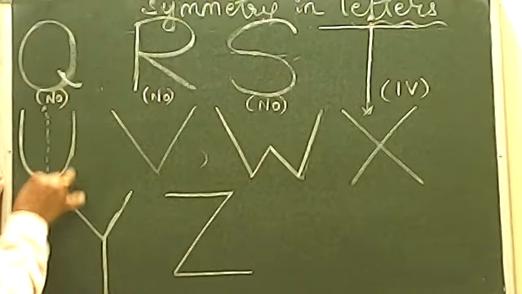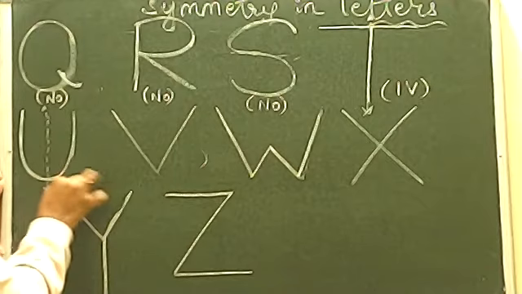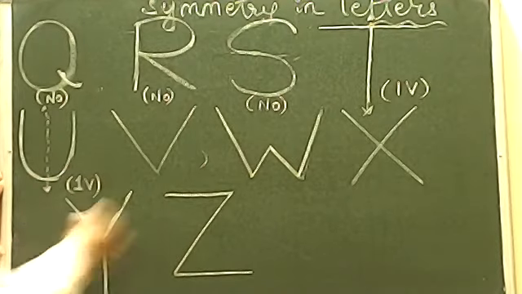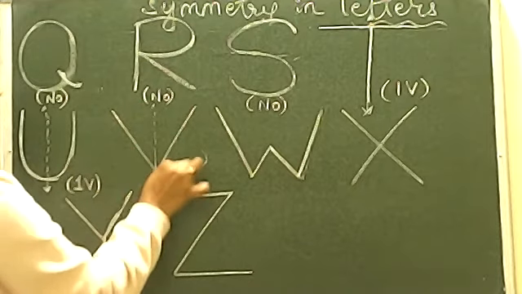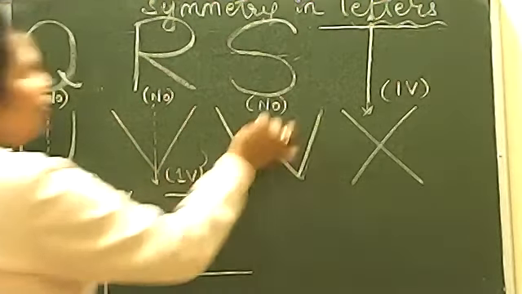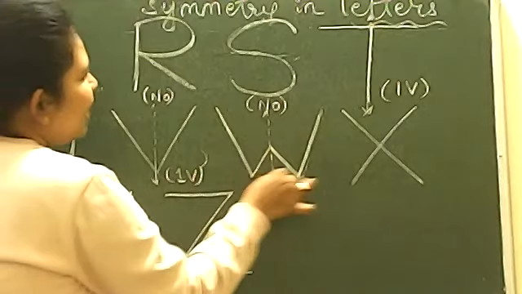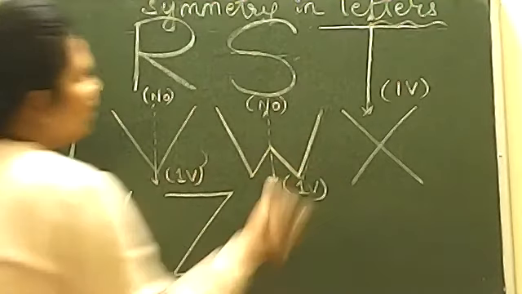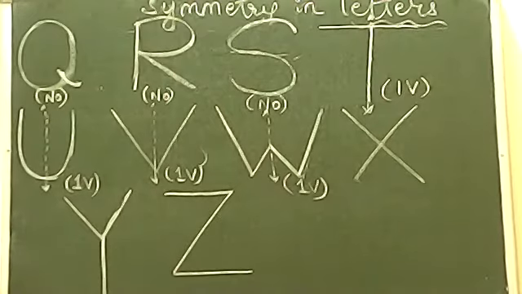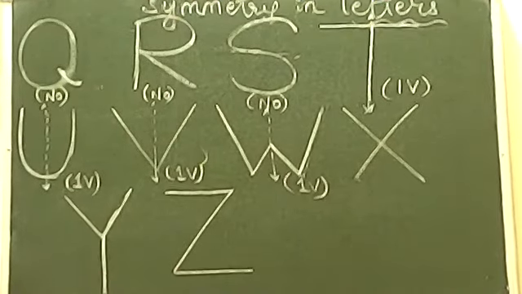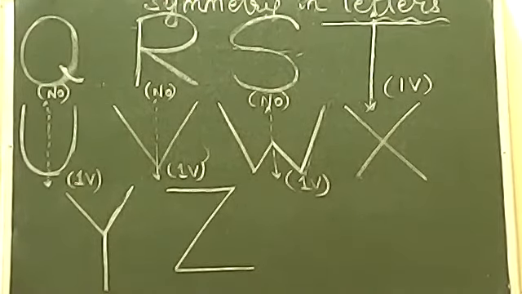Now for U, we have again one line of symmetry, that will be one vertical. For V as well, we have one line of symmetry, that is one vertical. For W as well, we have one line of symmetry, that is one vertical. X. Now let us try for X, Y, Z. Now X, Y, Z, I am giving you to do it. Do it faster, X, Y, Z.